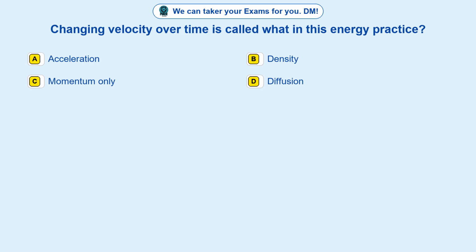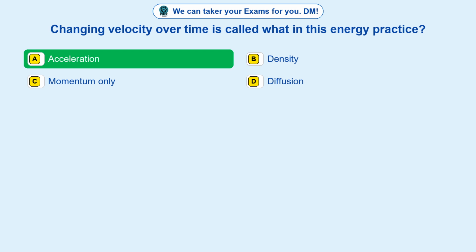Question 56. Changing velocity over time is called what in this energy practice? Option A, acceleration. Option B, density. Option C, momentum only. Option D, diffusion. The correct answer is option A, acceleration.